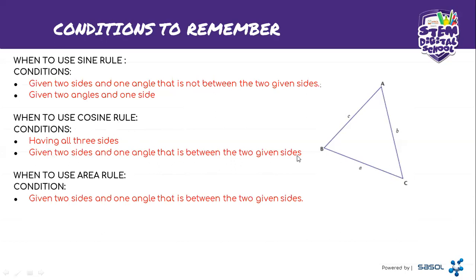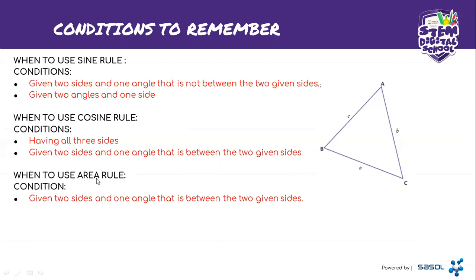Can you understand that one? We are given two sides and one angle, which is between the two given sides. So it's not the same as the sine rule. Remember that for the sine rule, it says two sides and one angle, but this angle must not be between the two given sides. Whereas for the cosine rule, it says two sides and one angle that is between the two given sides, right?